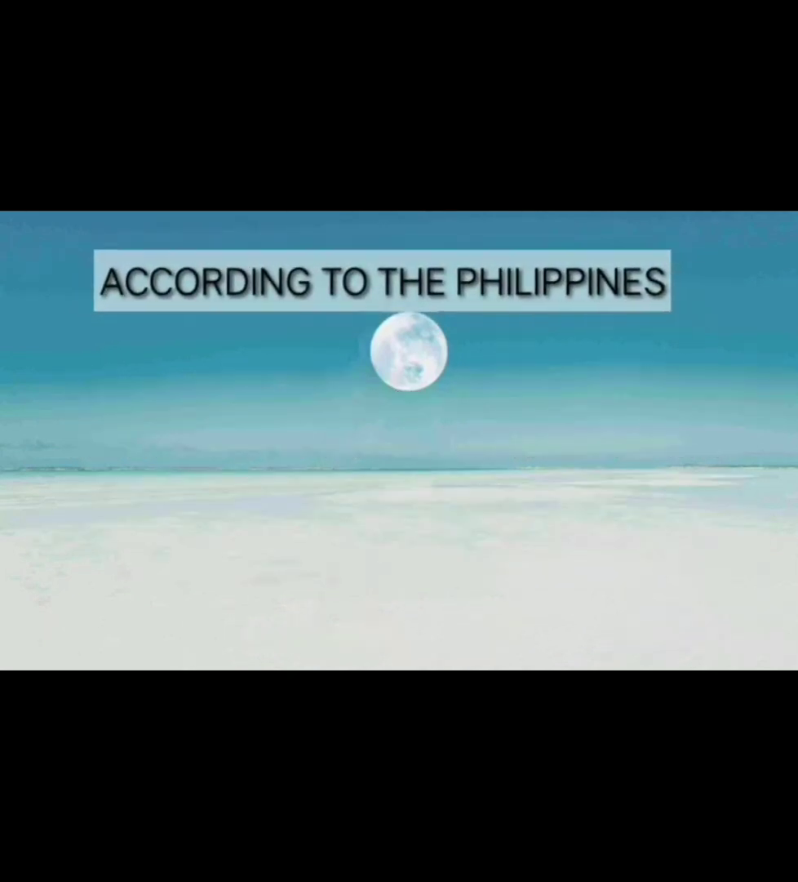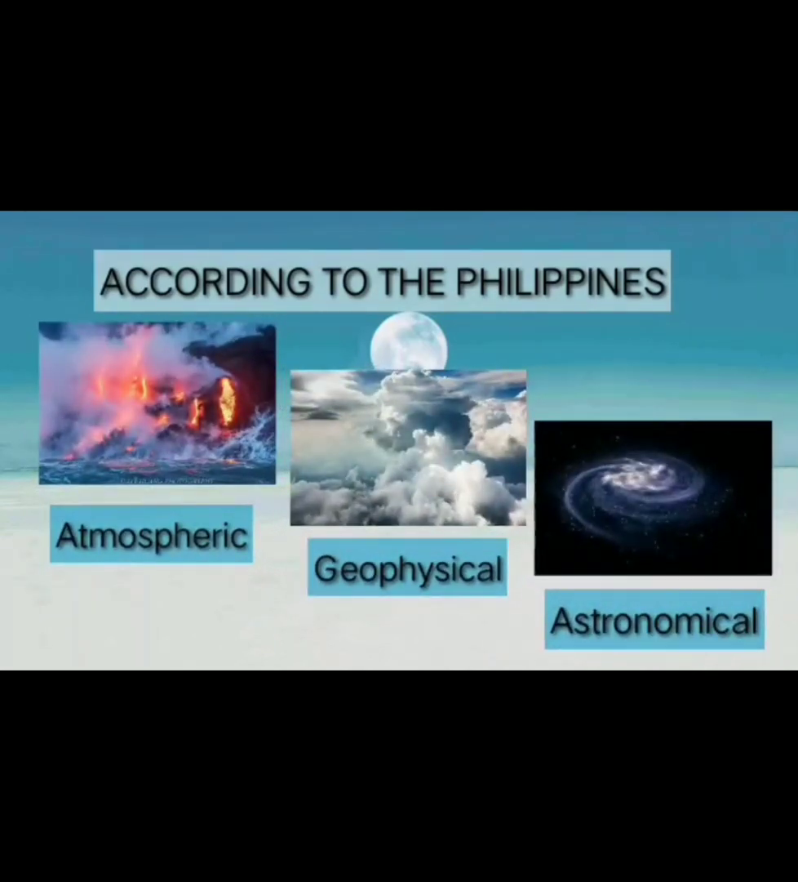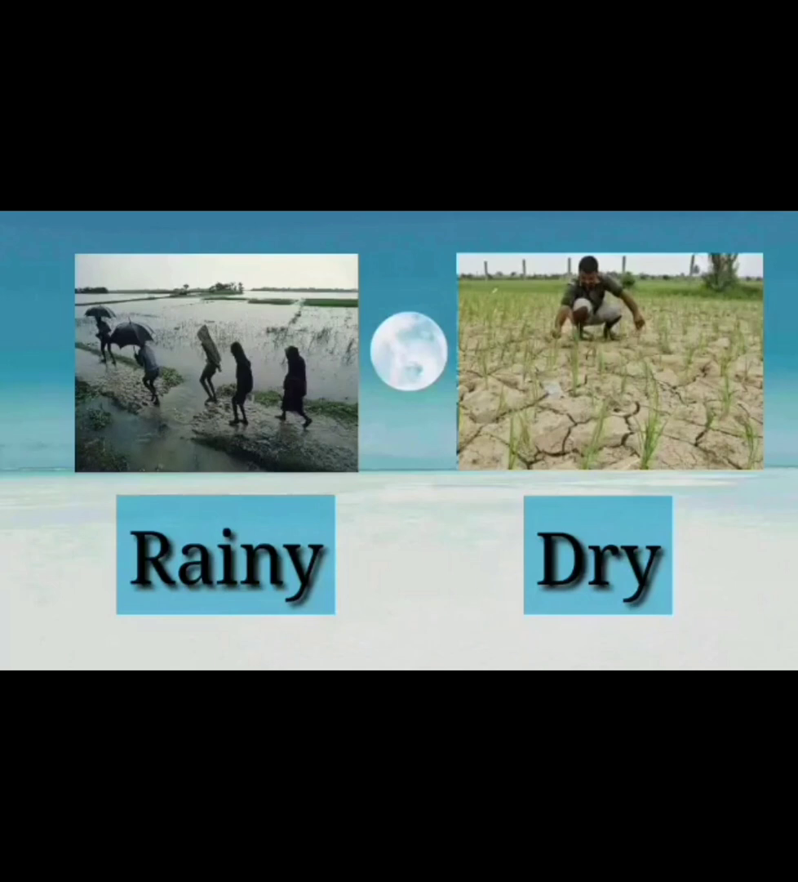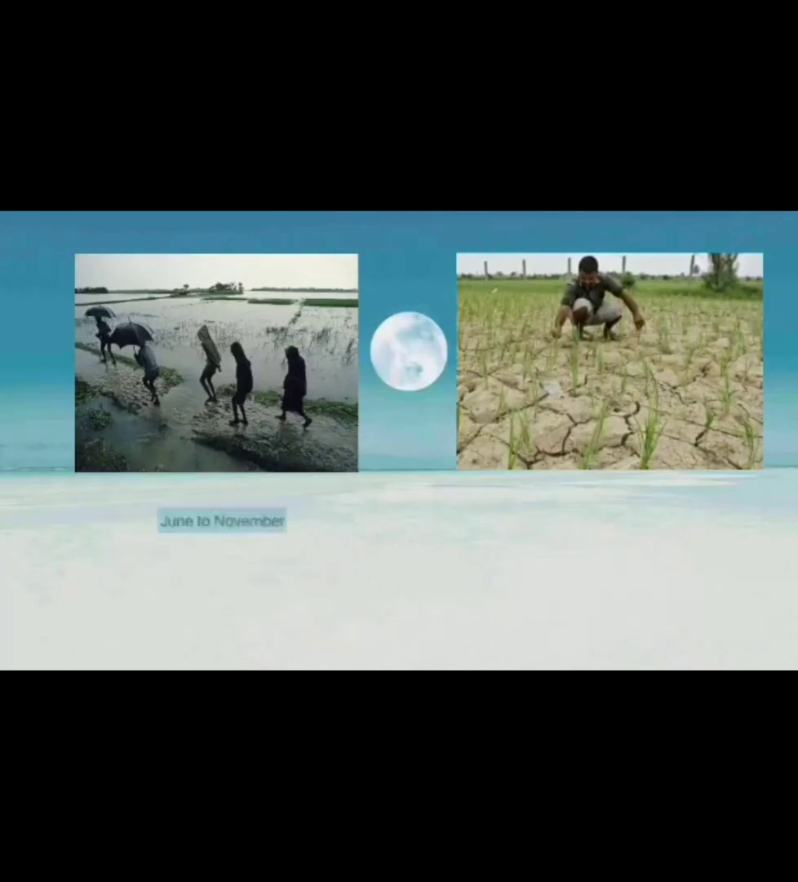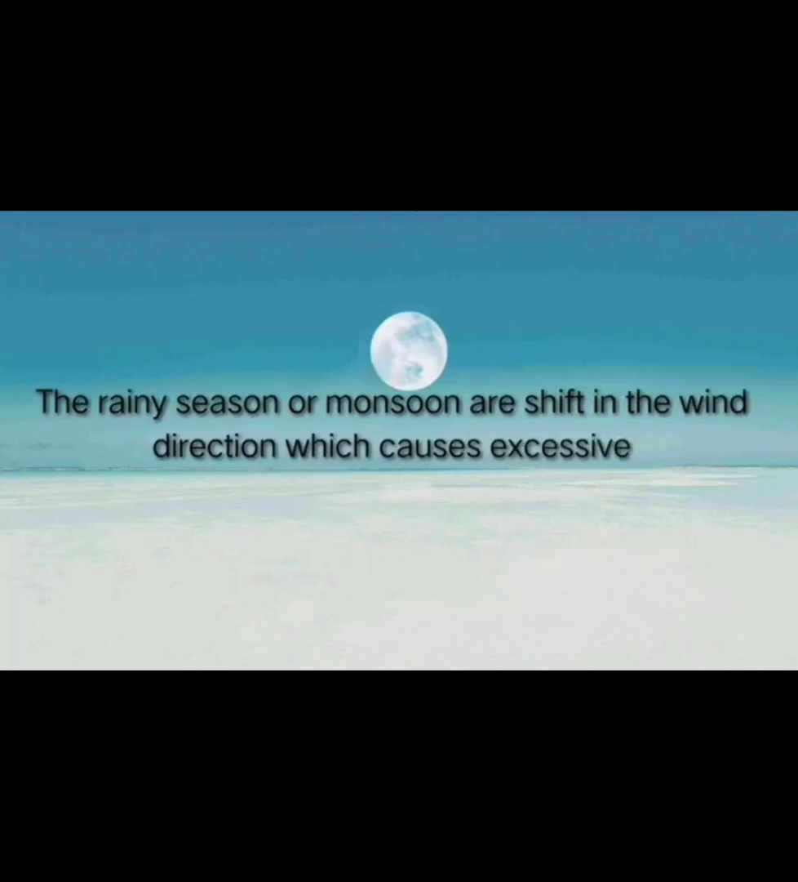According to PAGASA, the Philippine Atmospheric, Geophysical and Astronomical Services Administration, the climate of our country is divided into two main seasons. We have a rainy and a dry season, with the rainy season from June to November and the dry season from December to May. The rainy season or monsoon is a shift of the wind direction which causes excessive rainfall in many parts of the world, including Asia, North and South America, and Africa.